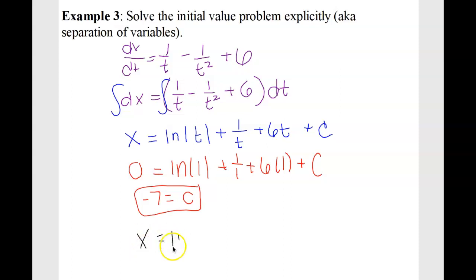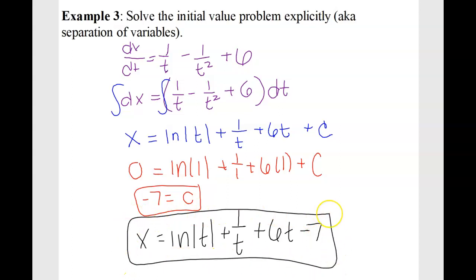Which means that x equals the natural log of the absolute value of t plus 1 over t plus 6t minus 7. You must have the absolute value around that natural log because it is the natural log of a number with a restricted domain. So you must have the absolute value in order to ensure that nothing you plug into ln for t is negative.